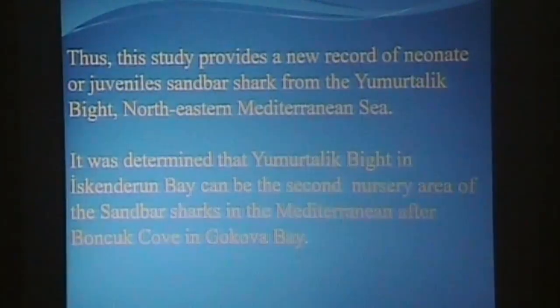This study provides a new record of neonate or juvenile sandbar sharks from Yumurtalık Bay, northeastern Mediterranean Sea. It was determined that Yumurtalık Bay in Iskenderun Bay can be the second nursery area of the sandbar shark in the Mediterranean, after Boncuk Cove in Gökova Bay.